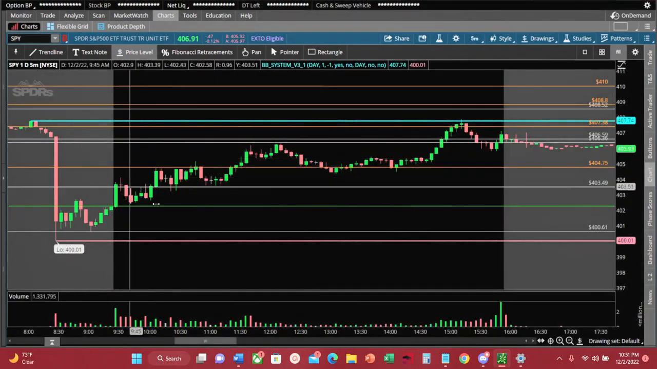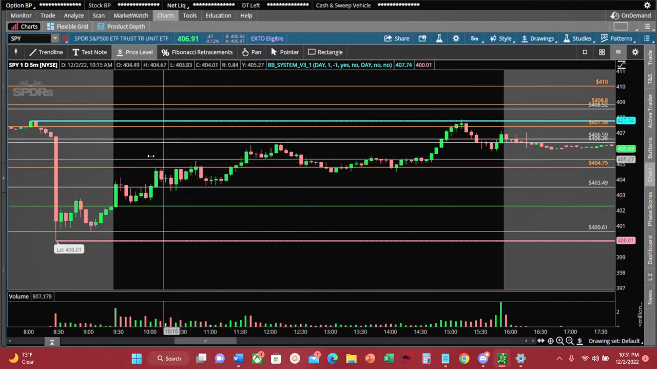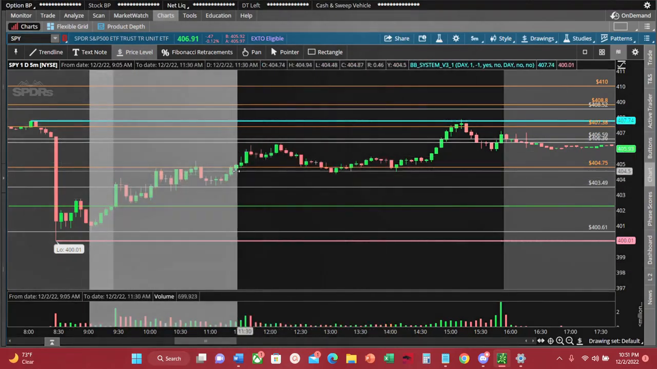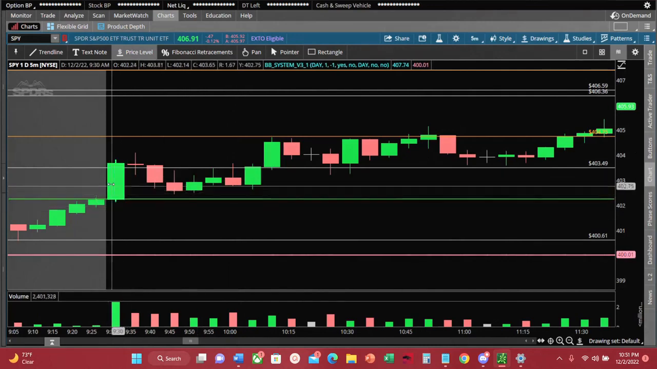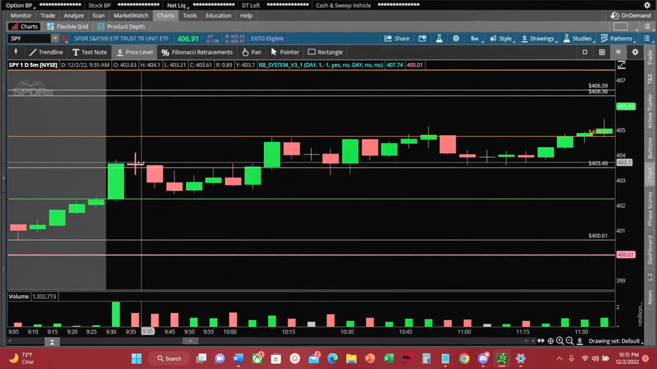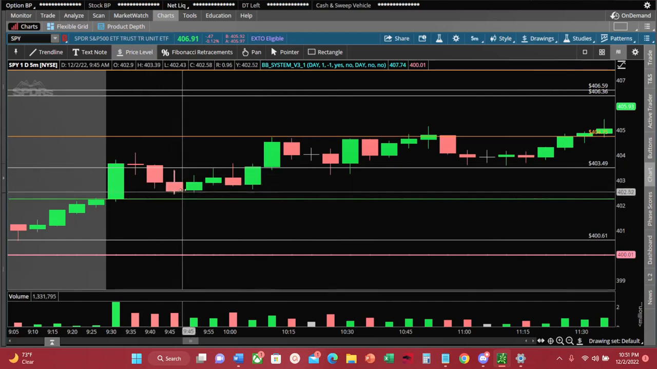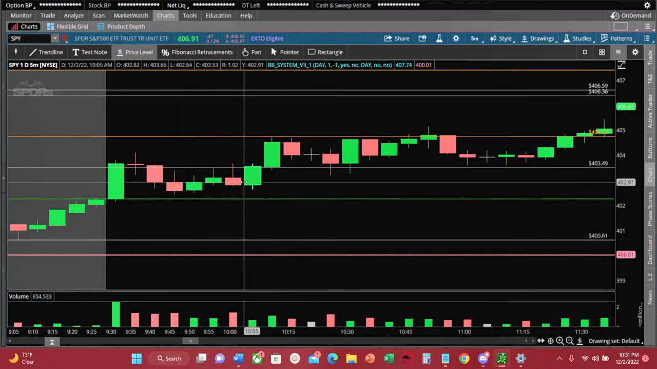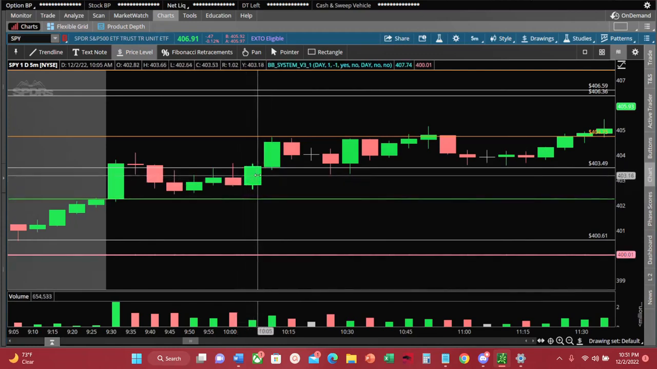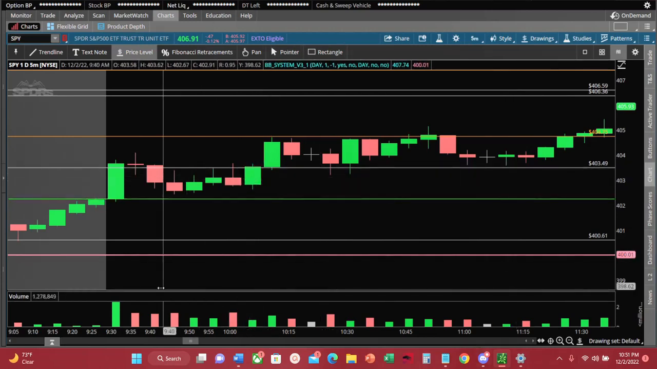And here's where it works. So say you're in one contract here. You got your nice break above, gets below, and then with that break above the 403.49, that would be your retest. So you could technically get into this trade.